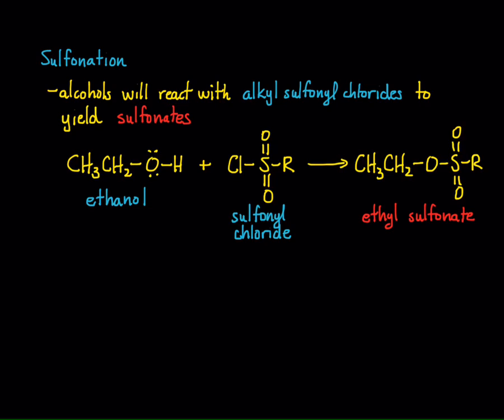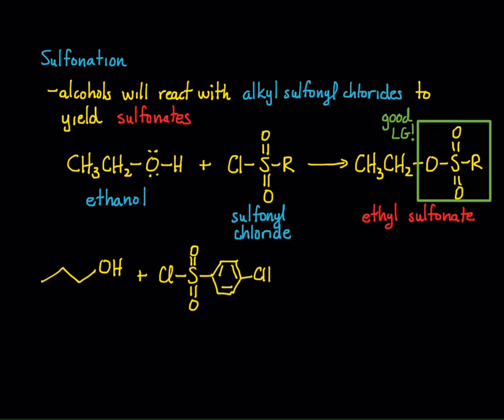Ethyl sulfonate. Now, if you look back at that table of good leaving groups, we see that that sulfonate is a good leaving group. So now we've converted the OH, a poor leaving group, into a sulfonate, which is a good leaving group. An example of this would be if I took ethanol and I reacted it with this particular sulfonyl chloride. This sulfonyl chloride is called para-toluene sulfonyl chloride, because I have the toluene that whenever a CH3 is coming off of a benzene ring, it's called toluene. So this is para-toluene.